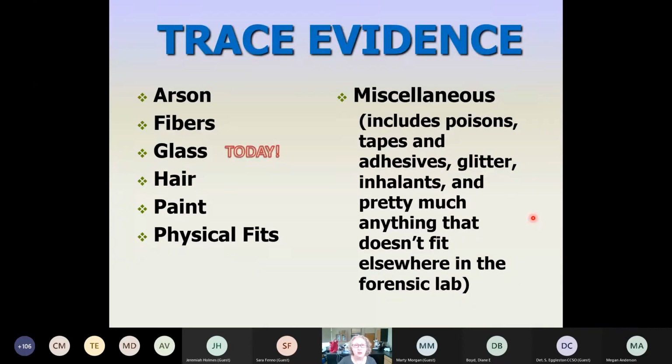All right, so just a quick overview for those of you who may be a little unclear on what we term trace evidence, and this will vary from state to state, but in Oregon, through our Forensic Services Division, trace evidence encompasses these main topics: arson, fibers analysis, glass, which is of course what we're talking about today, hair evidence, paint, which is next week's webinar. Physical fits, which are also referred to as physical match, which we'll talk about in webinar number 3. And then miscellaneous is our topic for webinar number 4.